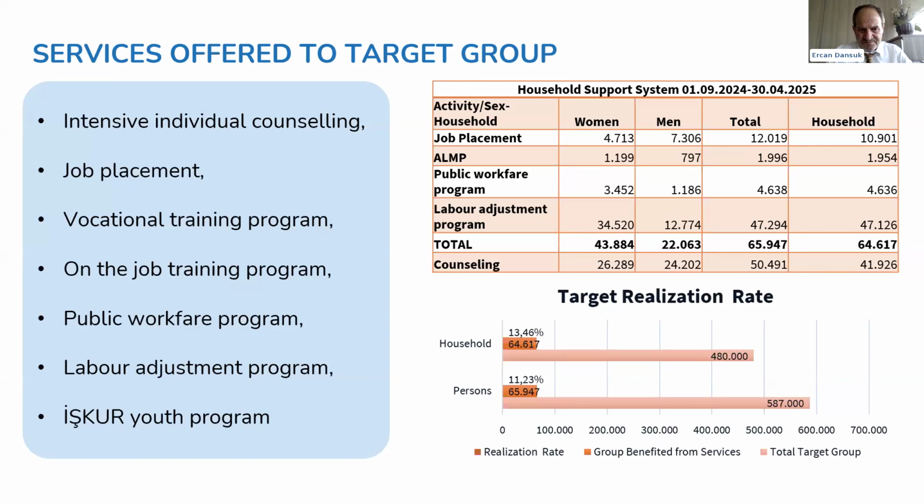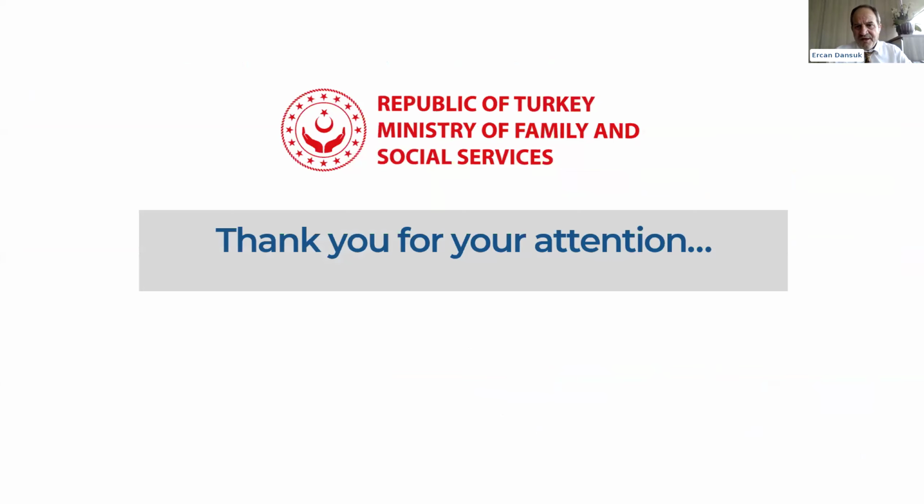Let's go to the other slide. By the way, our digital system, the Ministry of Family's digital system, and the Ministry of Labor system can see each other and work with each other. But all the social and civil registries are in the Ministry of Family's databases.